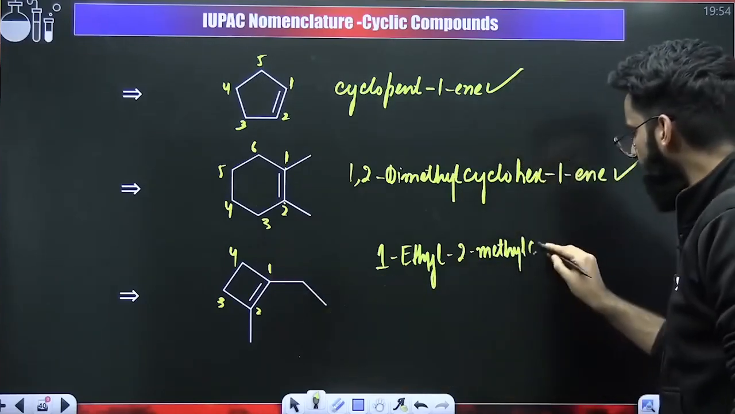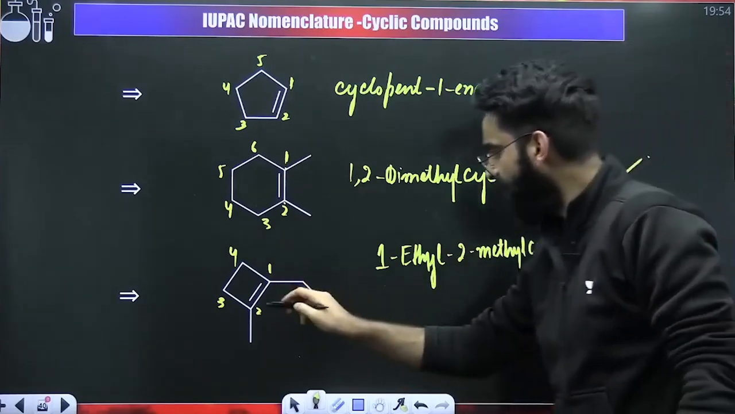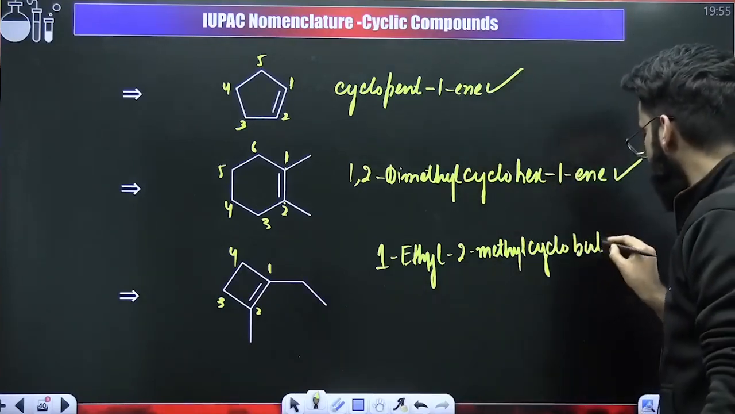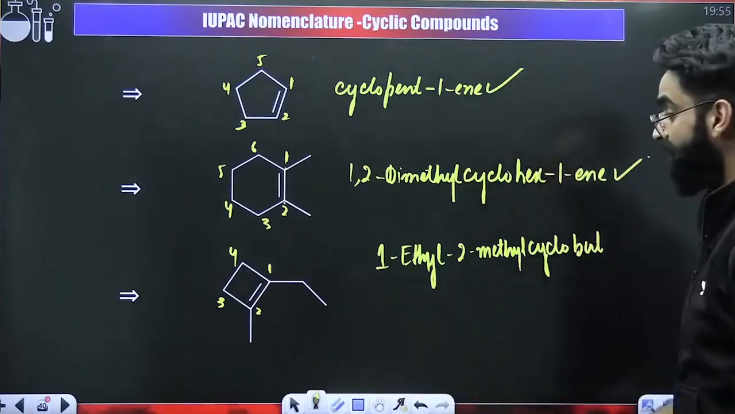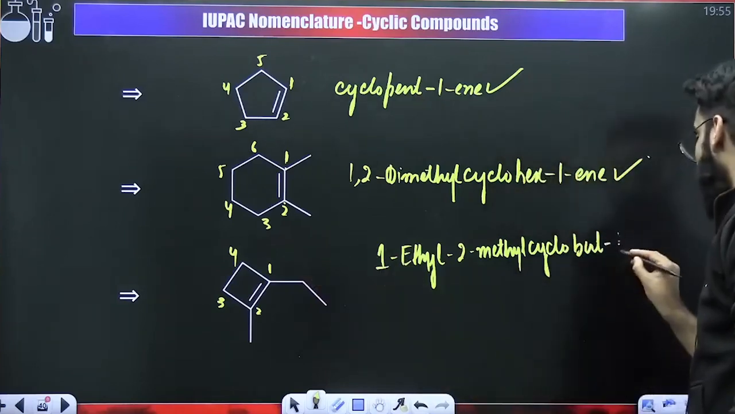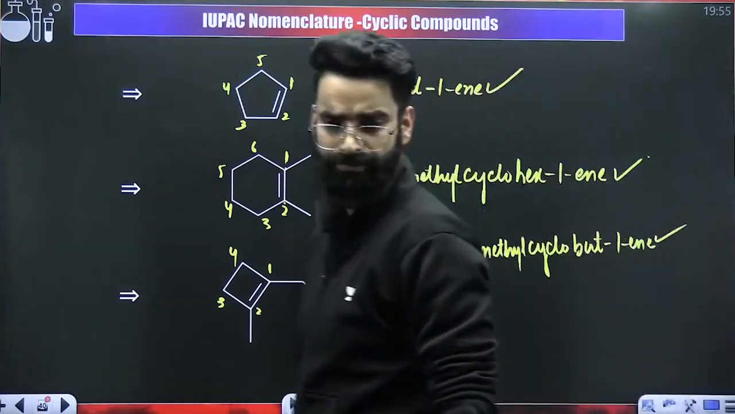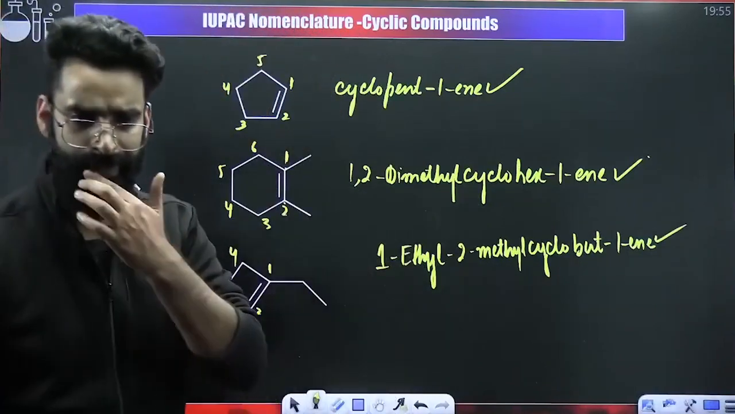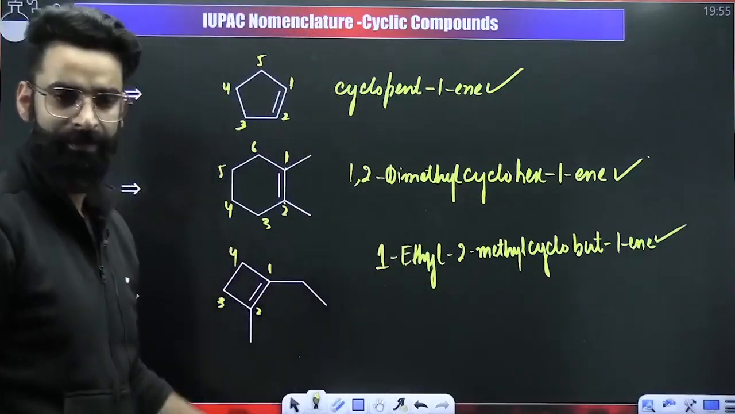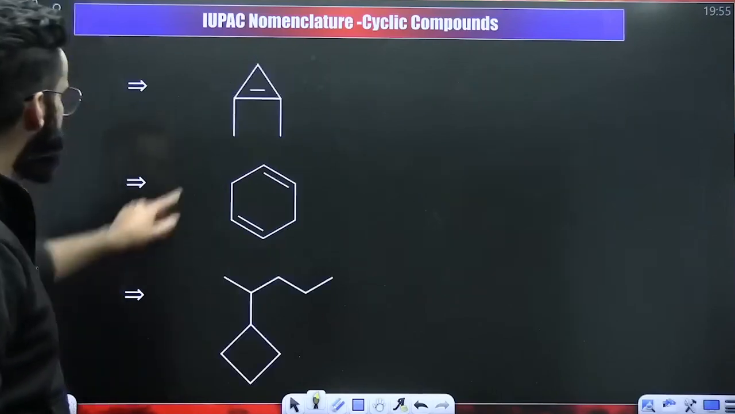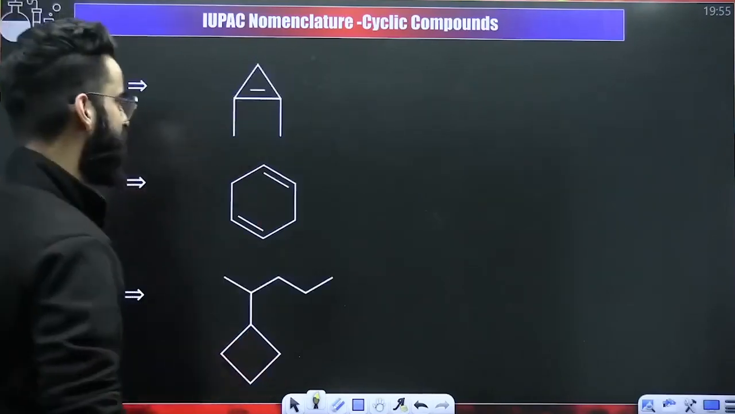Then it's going to be cyclo. In the main chain, there are 4 carbon atoms. So it is basically but. Everywhere there is a double bond, so it's going to be 1 and it's going to be ene. Perfect. This is going to be the name of the compound. Right? Right, people? I believe it's clear. Try to name this particular compound in the similar process.